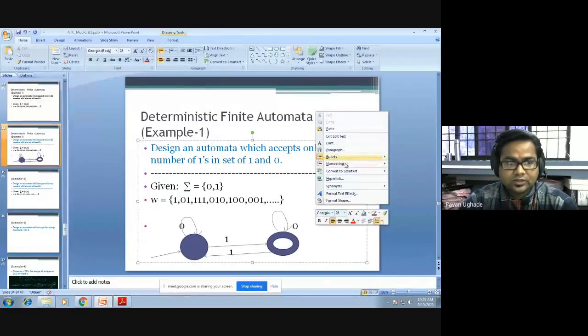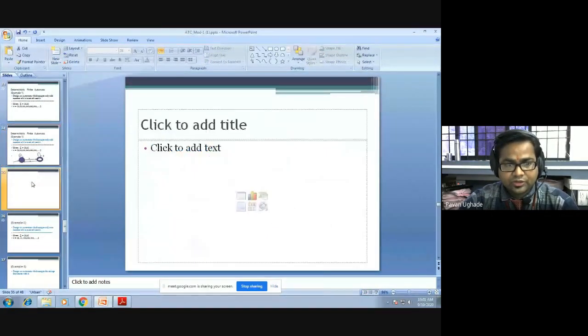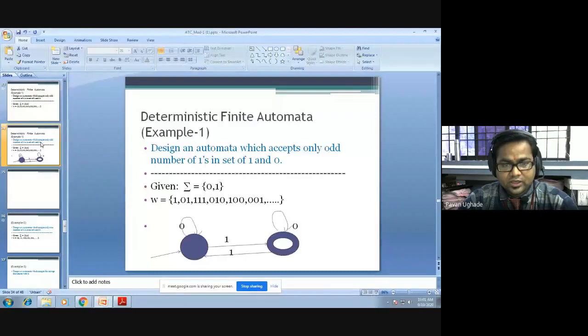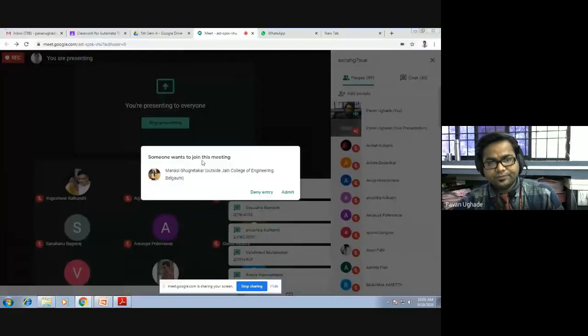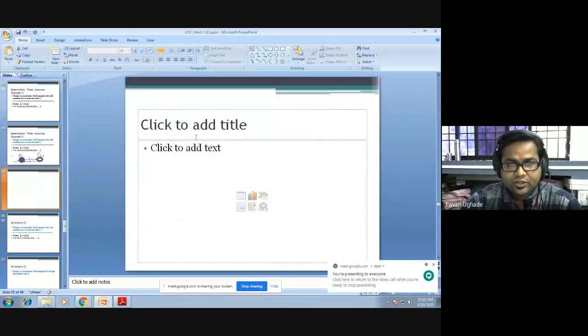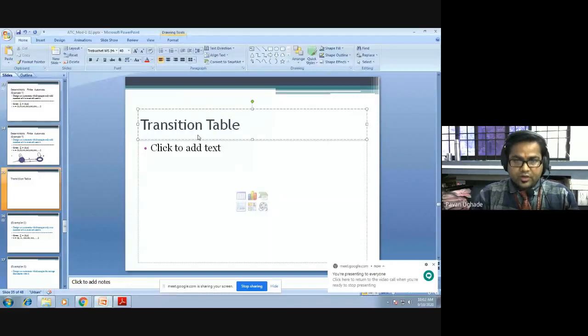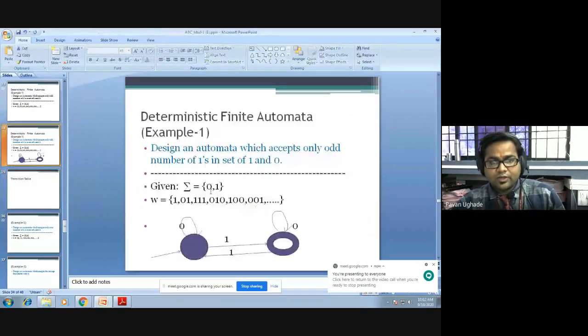Fine, class. So let's see. I think these are the questions we have answered previously. Now we'll be making an important point today about the transition table. We have seen this, which is what we have drawn earlier.